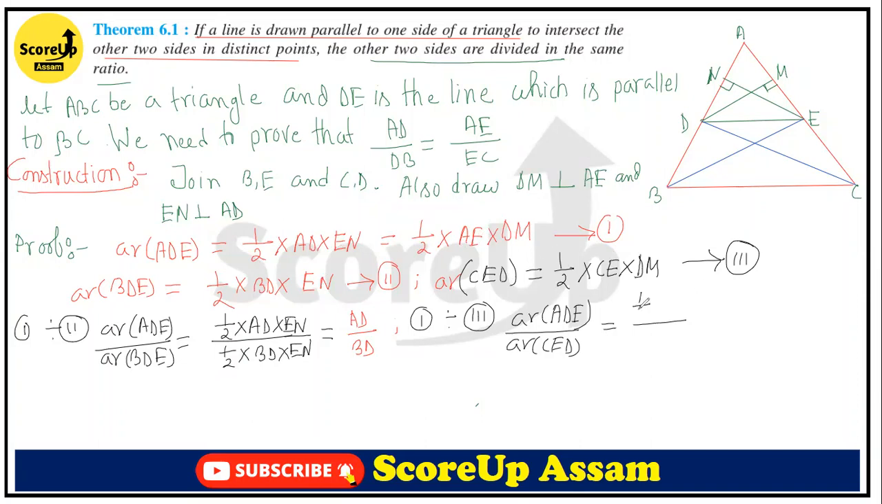Now you can write half into AE into DM. About the area of CDE, you can write half into CE into DM. This DM will get cancelled out. Then we will write AE by CE. So suppose mark this as number 4, and mark this as number 5.